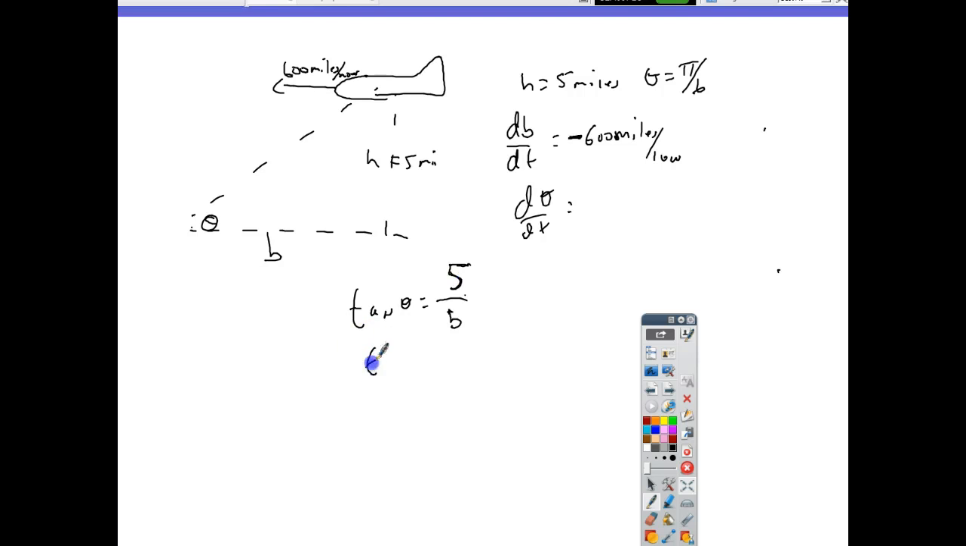I'm going to rewrite it so it's ready to be derivatized, as the other class likes to call it. We're going to take the derivative. How do I take the derivative of tangent theta? 1 over cosine squared theta times d theta dt. Perfect. Now we're on it. And then this becomes negative 5 b to the negative 2 dB dt.